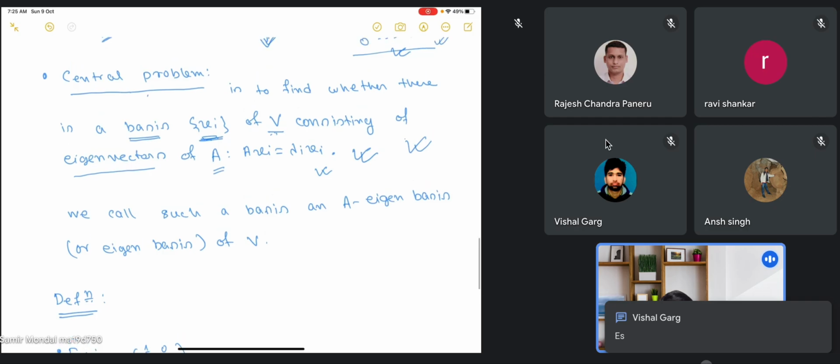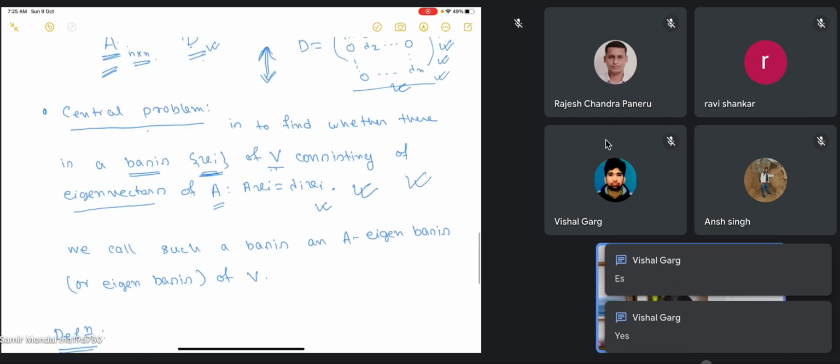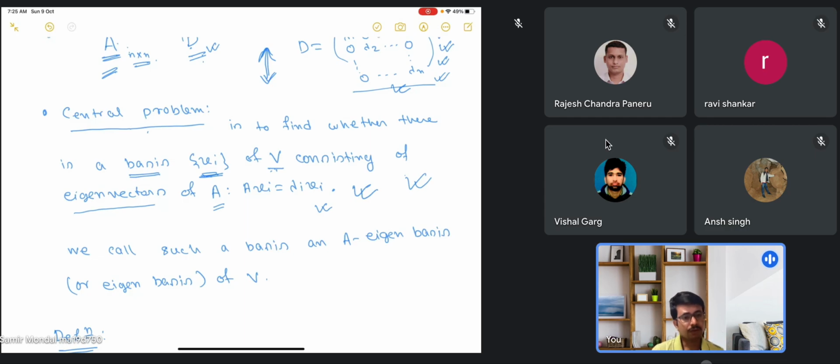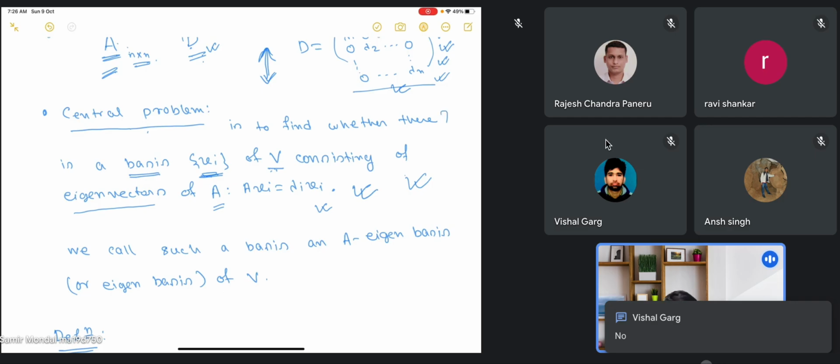So I have one question. This is our central problem, to find an eigenbasis of V. Can you give me one necessary condition for that? When will we always get an eigenbasis of V? One necessary condition, can you give me? A student says: Sir, determinant non-zero. If the determinant is non-zero, will it be diagonalizable every time? You are saying that, but it's not. Please try to think in connection with this.